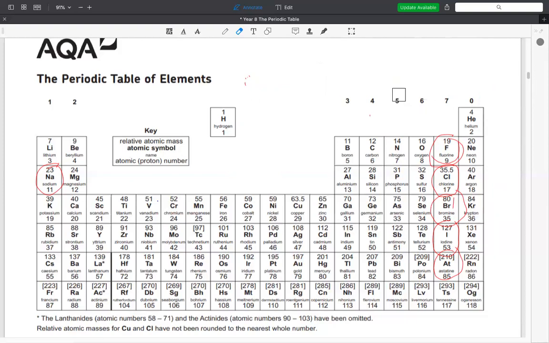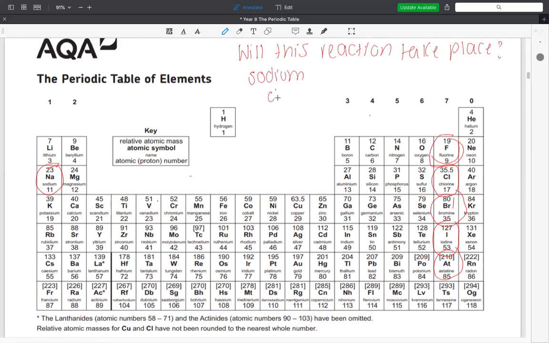Sometimes in an exam, what they might do is say to you, will this reaction take place? They might ask you this question, and then they'll give you sodium chloride plus fluorine going to sodium fluoride plus chlorine.